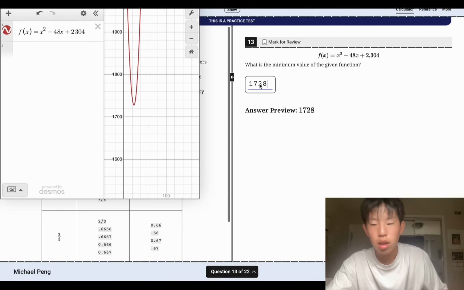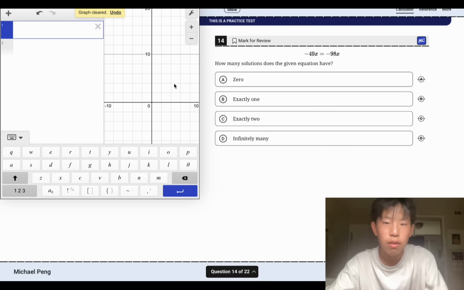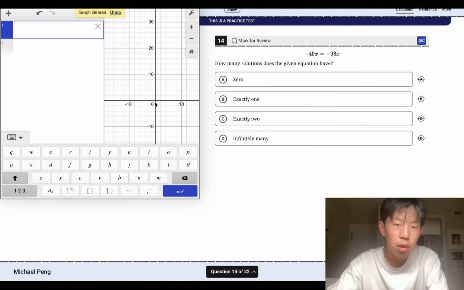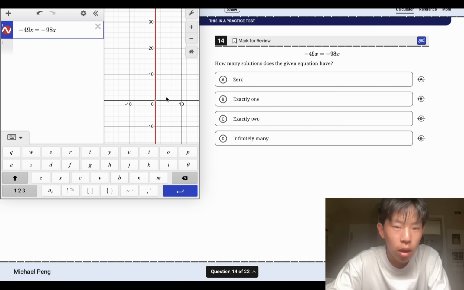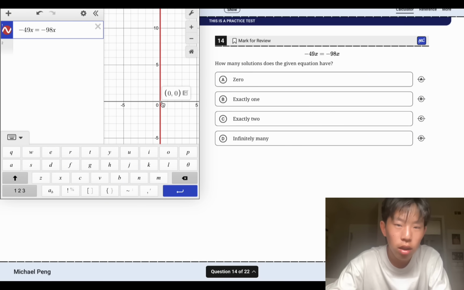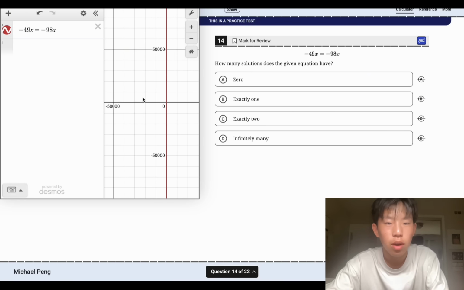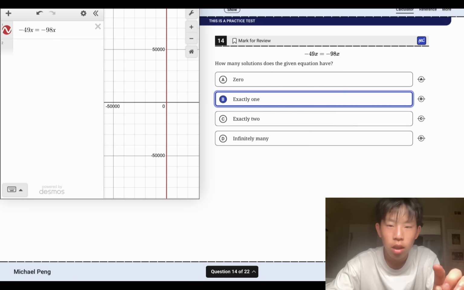Okay, and then now for our next question, it's saying how many solutions does this have? So solutions is basically how many times it will touch the x-axis. So negative 49x equals negative 98x. How many times does it touch the x-axis? Only one time, which is at 0, 0, right? Let me just double check. Yep, that boy is not touching it anywhere else. Okay, so the answer is 0. Or, whoa, 1. Lock in, buddy.